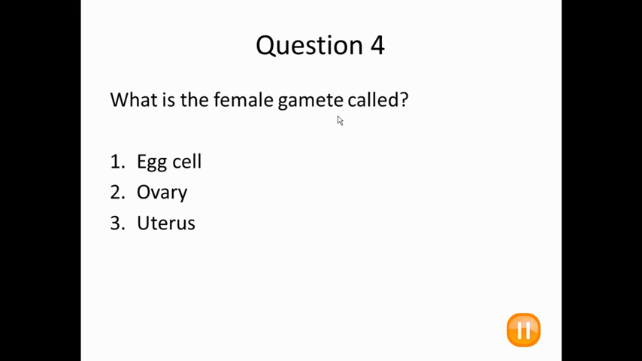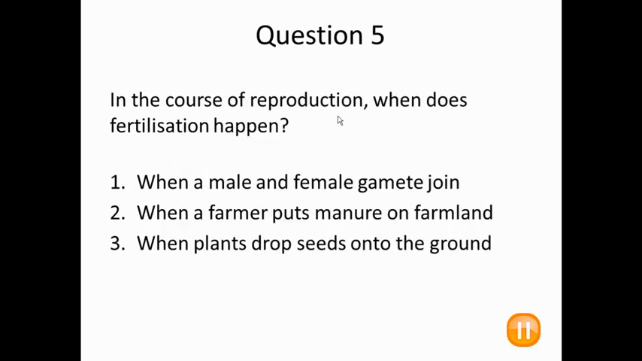So question number 4, what is a female gamete called? Now you might find this one easier now you know what the male gamete is. So is it number 1, the egg cell, number 2, the ovary, or number 3, the uterus? The answer is number 1, the egg cell. So the ovary is the area of the female reproductive system where the egg cells are formed, and one of those is released once a month from the ovary during the menstrual cycle. And the uterus is the part of the female reproductive system where the egg, if it is successfully fertilised, grows the baby. So the only sex cell is the egg cell.